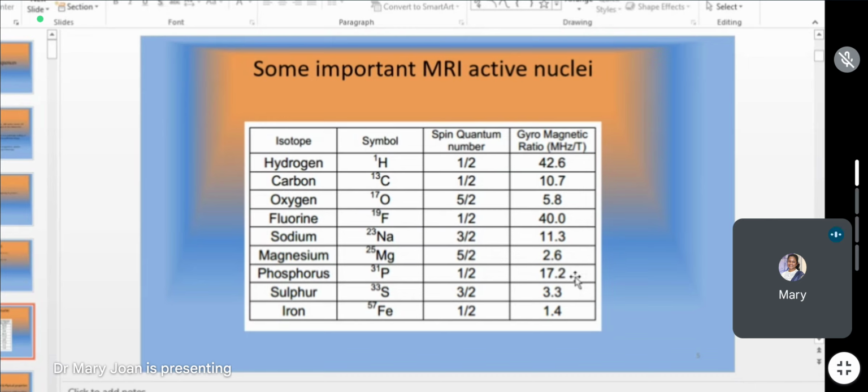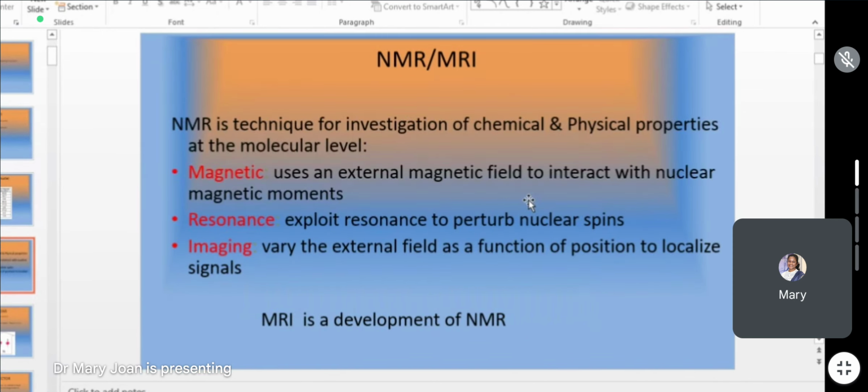So any nuclei which possess a net spin quantum number, or an odd number of quantum numbers, can be used for this purpose because there is a net spin. NMR is a technique for investigation of chemical and physical properties at the molecular level. The word magnetic uses the external magnetic field to interact with nuclear magnetic moments, resonance exploits resonance to perturb nuclear spins, and imaging varies the external field as a function of position to localize signals.